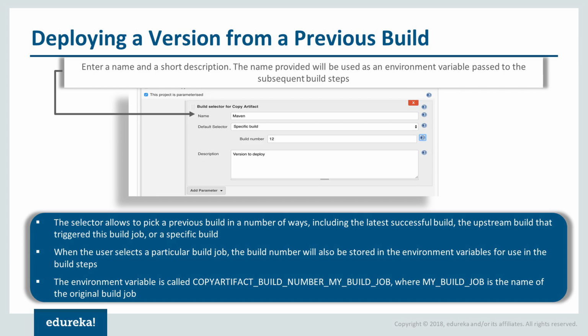When the user selects a particular build job, the build number will also be stored in the environment variables to be used in the build steps. And the environment variable is called COPYARTIFACT_BUILD_NUMBER_MY_BUILD_JOB, where MY_BUILD_JOB is the name of the original build job.